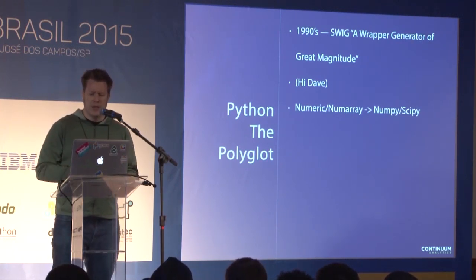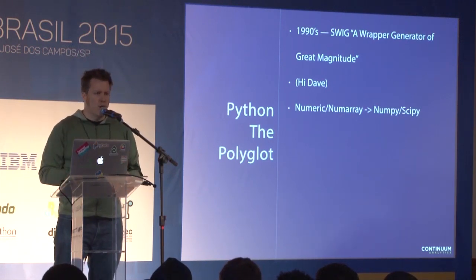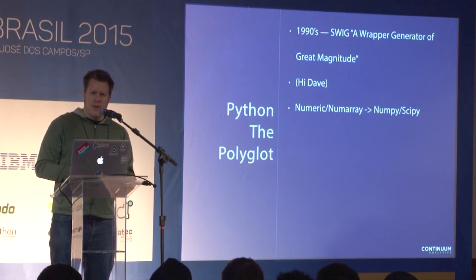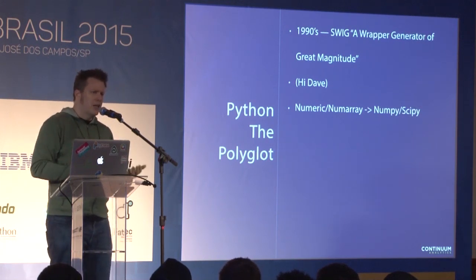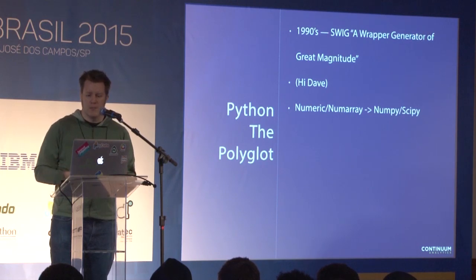Things like NumArray and Numeric, people like Jim Hugunin and Perry created these, and then Travis came along and made NumPy and SciPy, and these also allowed us to write things at a very high level, but leverage other languages, sort of getting the best of all possible worlds, so to speak.